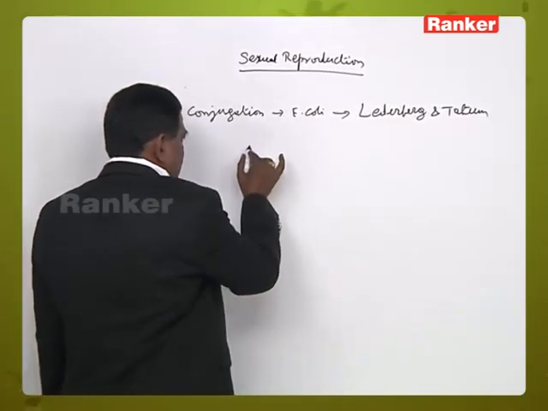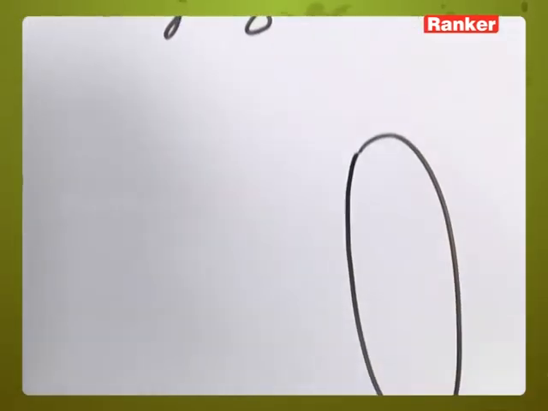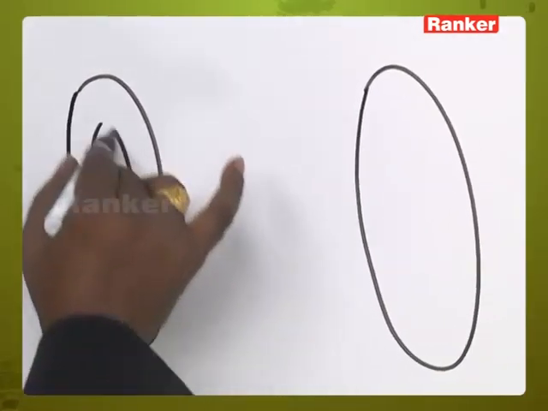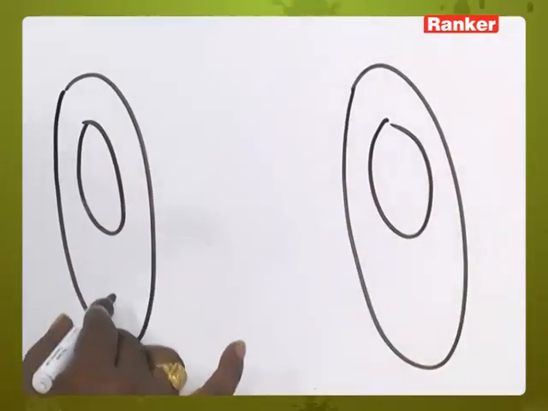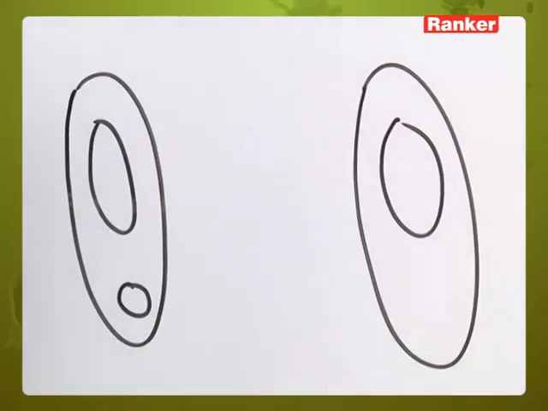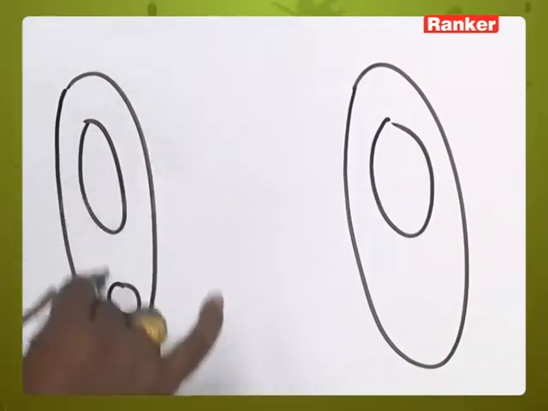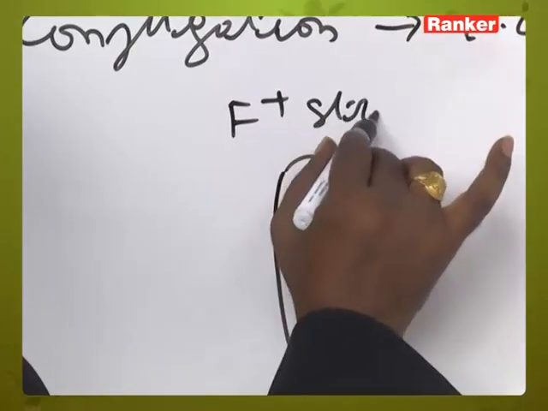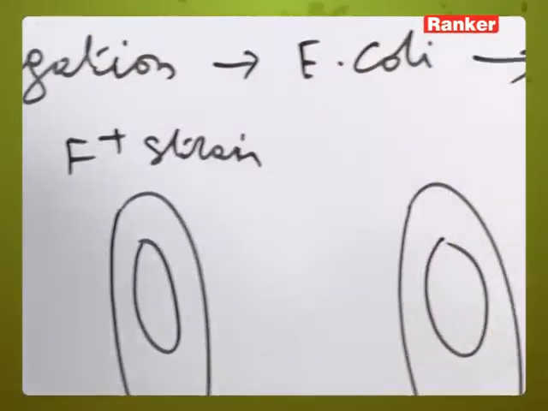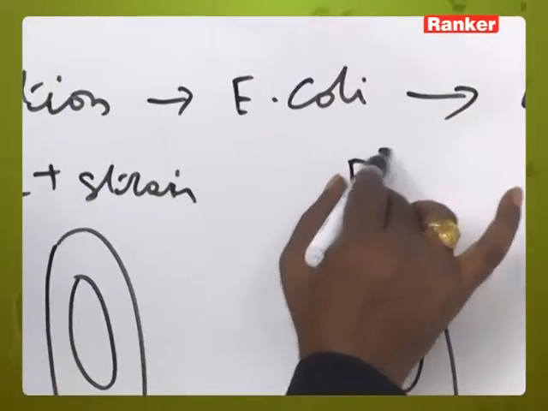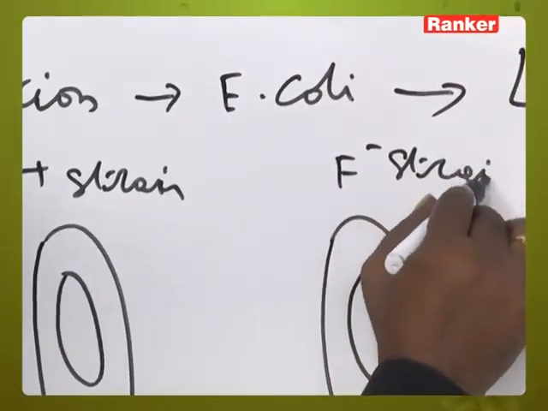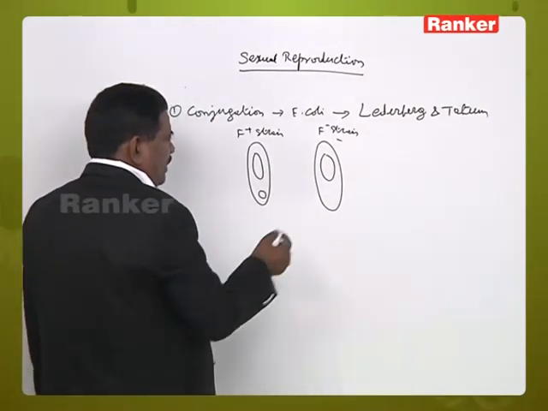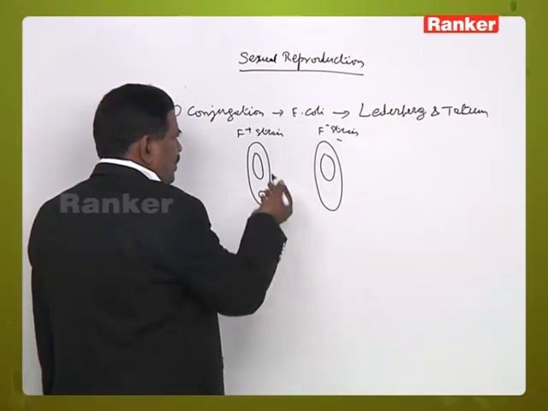Here two strains are present: one bacterium, another bacterium. The main genetic material: one bacterium contains the plasmid, and in the other bacterium the plasmid is absent. The bacterium with the plasmid is the F plus strain. The bacterium without the plasmid is the F minus strain. The plasmid carries the fertility factor; with no plasmid, there is no fertility factor.